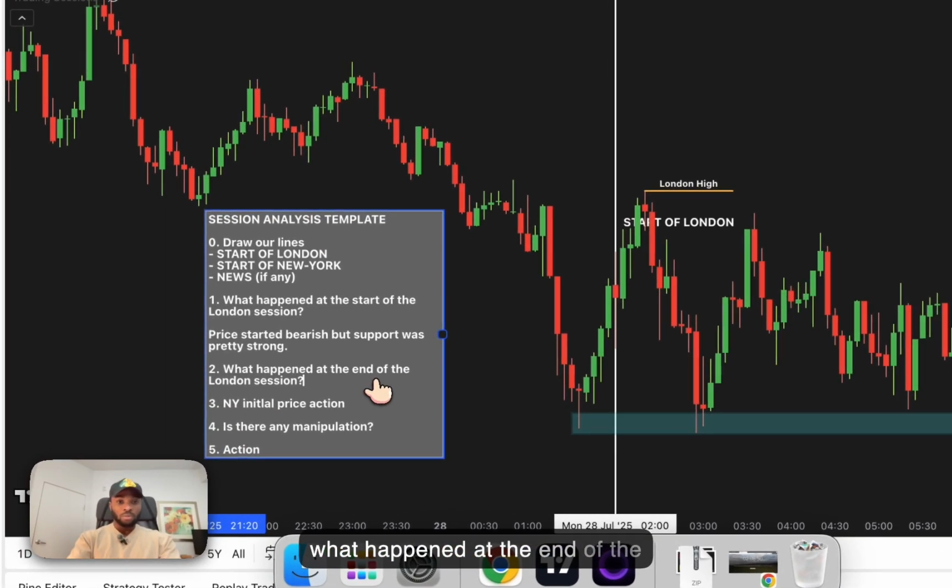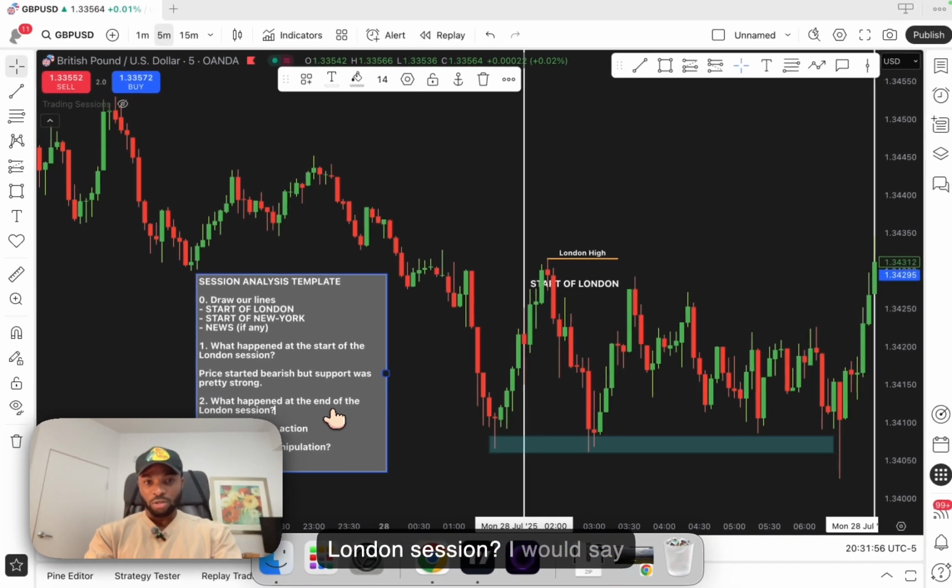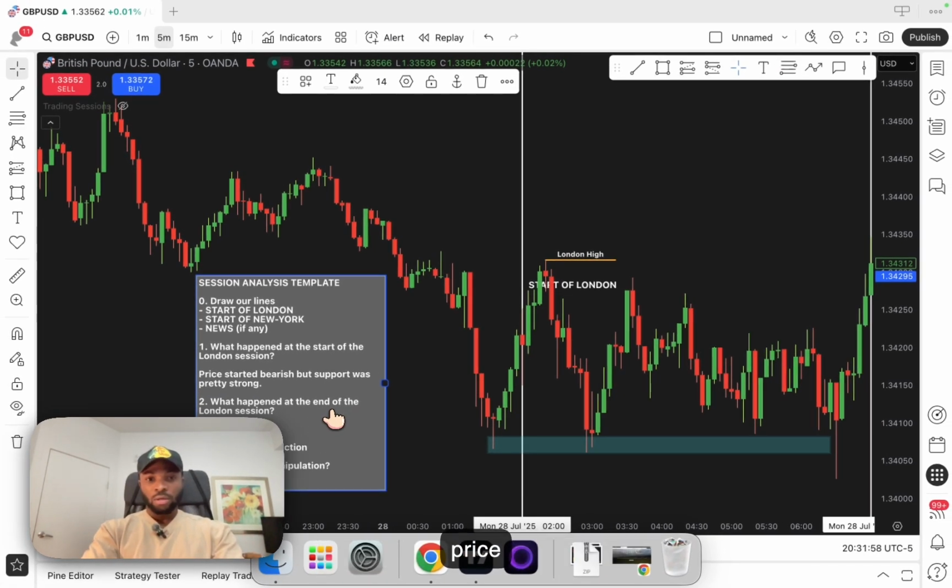Okay, so what happened at the end of the London session? I would say price grabbed liquidity under support and pushed upwards, reaching London high. Great.